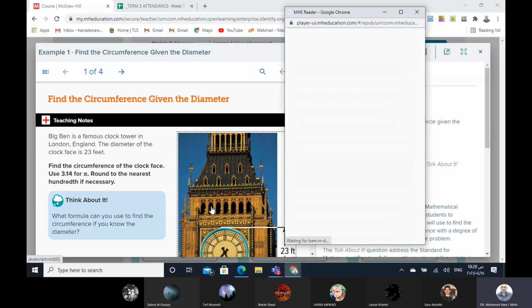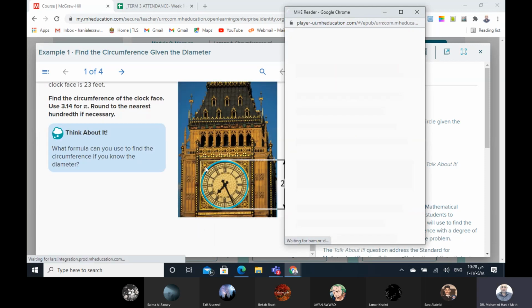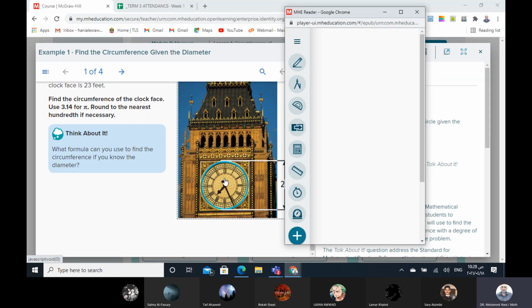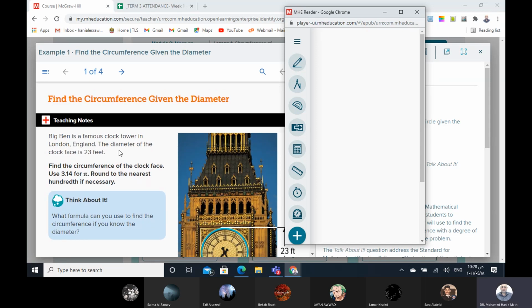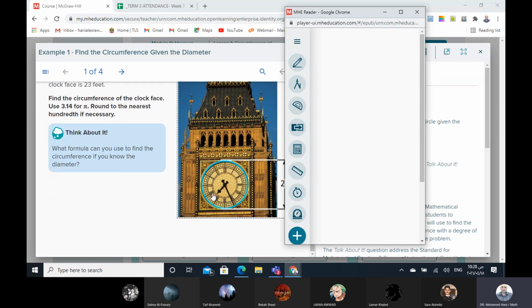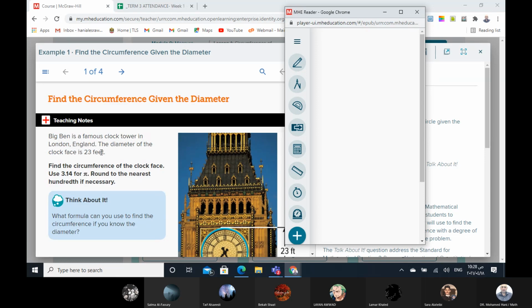Big Ben is a famous clock tower in London, England. The diameter means the length through the center. The diameter of the clock face is 23 feet.